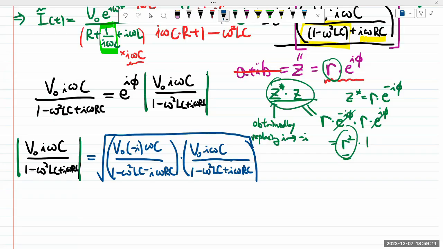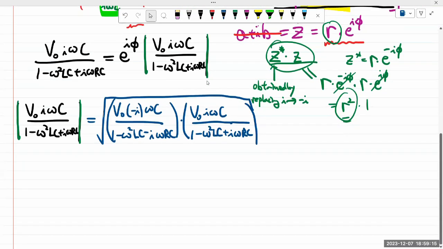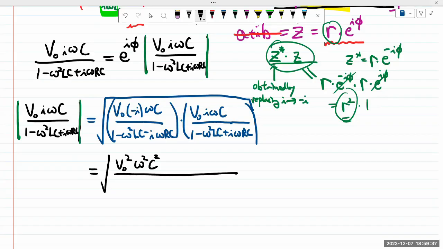So let's go through that algebra. It's a little bit tedious, but it'll be well worth it. And it's actually not that hard. It's a square root of, I have V naught squared, and minus i times i gives me plus 1. So I don't have to do anything there. I have omega squared, this is squared. Oh, this is going to get pulled out of the square root. Okay, that's being divided by the denominator, which is a little more complicated. Let me do this easy part first.